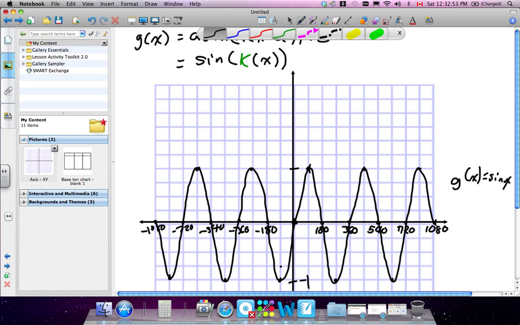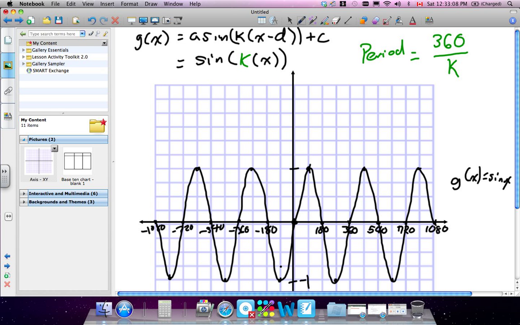So first thing we'll do is a k shift. Think of it like this. Because our normal period is 360 degrees, our new period is always going to be 360 divided by whatever k is. Okay? So that will be the new period. In this function here, k is 1. So 360 divided by 1 is 360. That's why our normal one is 360 degrees. And if you notice, that's one period there.